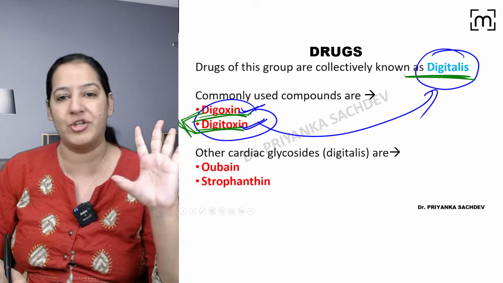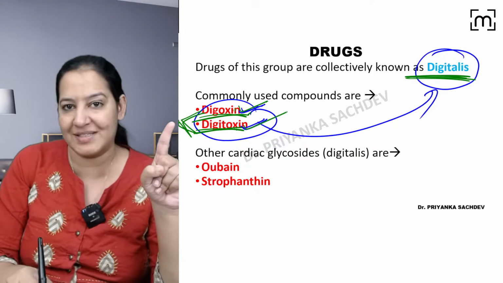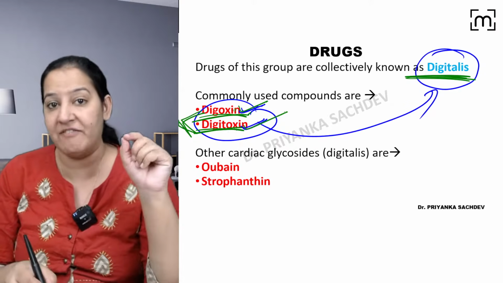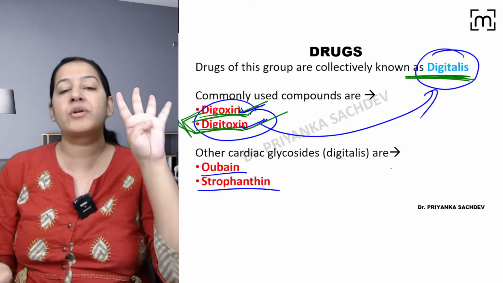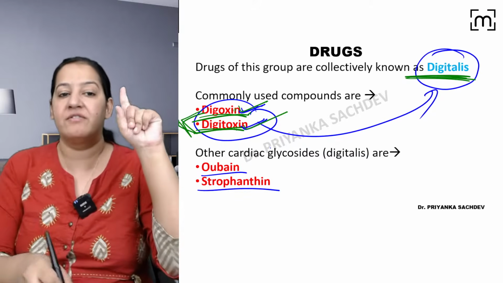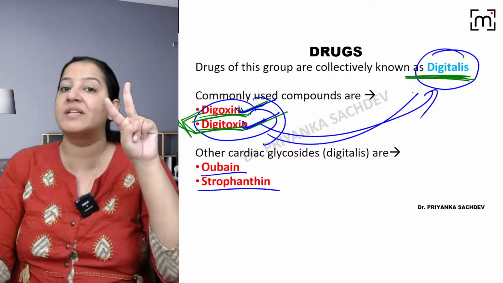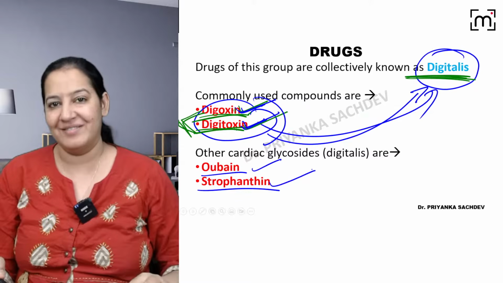Give me a thumbs up if you got the overview. So what is Digitalis? What is Digoxin? What is Digitoxin? Apart from these, there are two more cardiac glycosides available, one is ouabain, one is strophanthin. So in total there are 4 cardiac glycosides. One is Digoxin, one is Digitoxin, together known as Digitalis. The third is ouabain and the fourth is strophanthin. Give me a thumbs up.